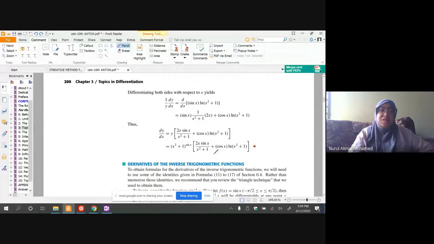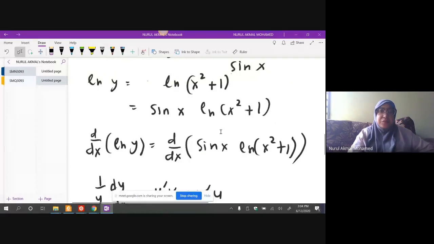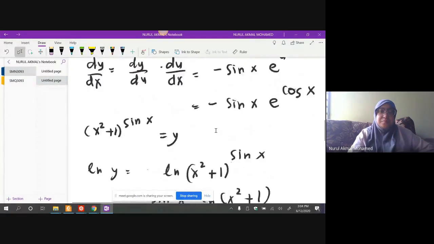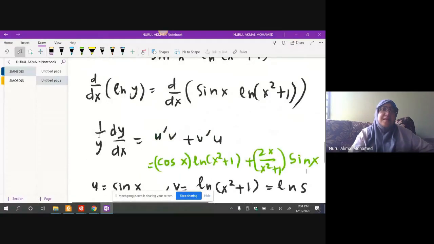But that is for 1 divided by y multiplied with dy/dx. For you to get dy/dx, you have to transfer 1 over y to the right hand side of the equation and make dy/dx the subject.